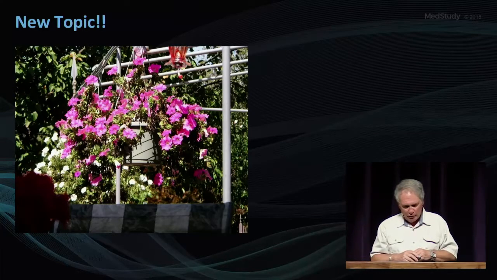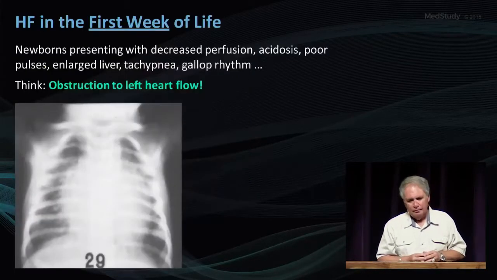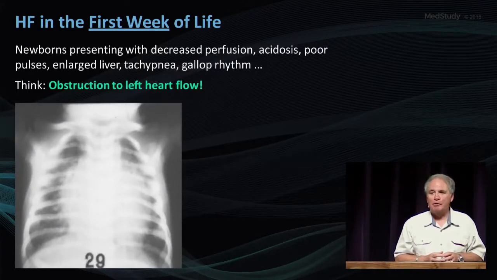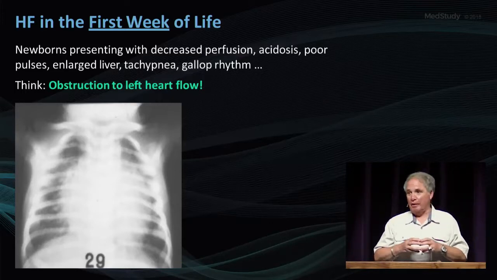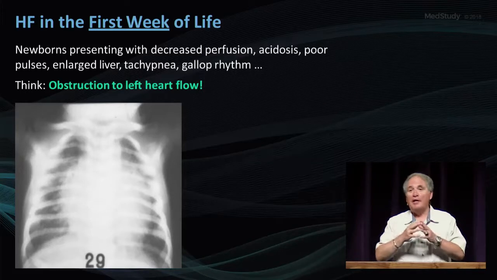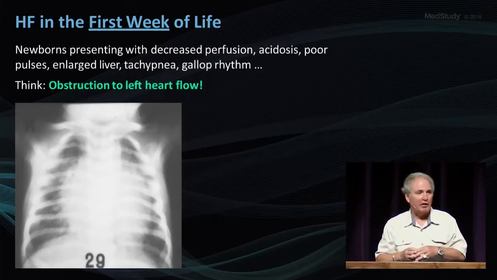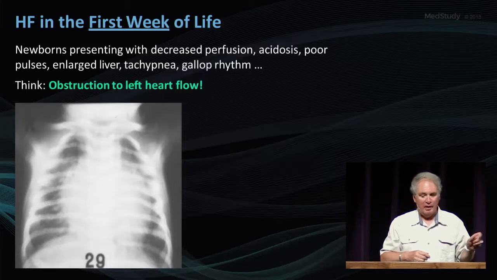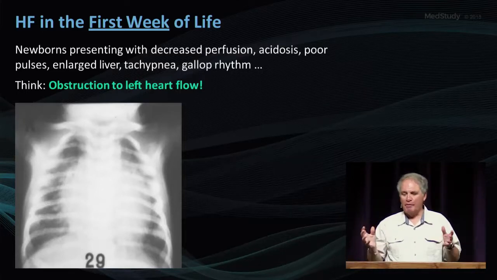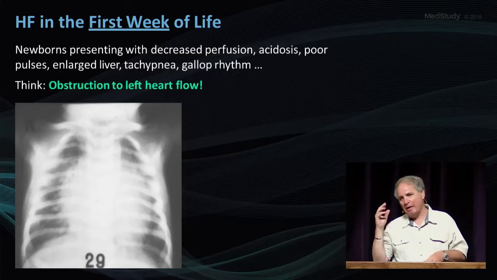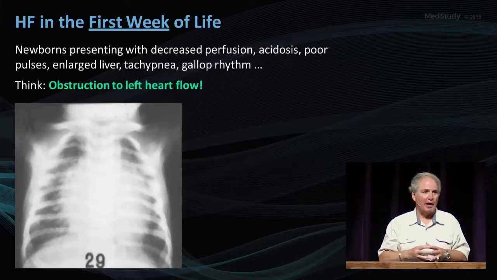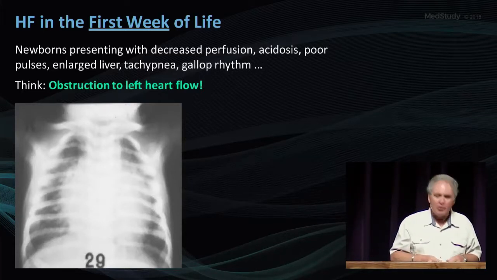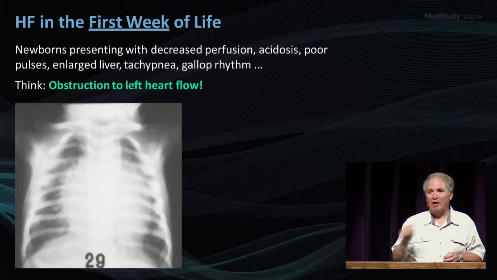Continuing. A new topic. Remember we said that symptoms of heart failure, if you will, or pulmonary overcirculation with left to right shunts occurs when? 4, 6, 8 weeks of age? I now want to teach you what causes symptoms, heart failure, in the first week of life, okay? And these are newborns presenting with decreased perfusion, acidosis, poor pulses, gallop rhythms, heart failure. If you think of one set of heart defects, you will be right almost always, and that is obstruction to left heart flow. Underline, yellow, star, whatever, okay?